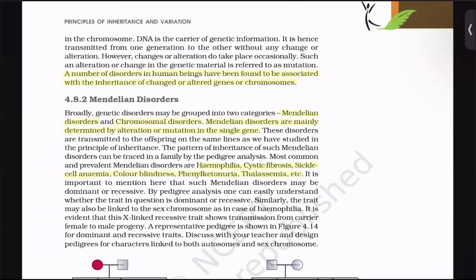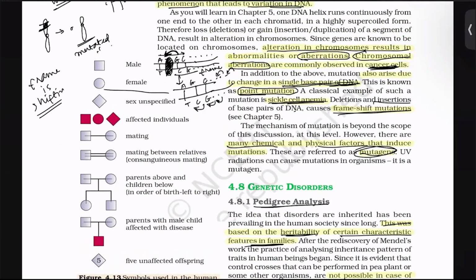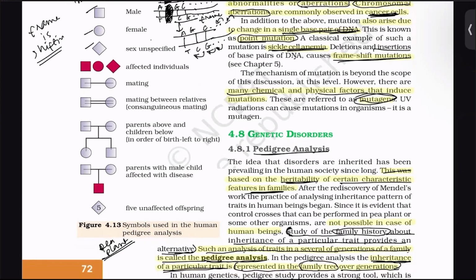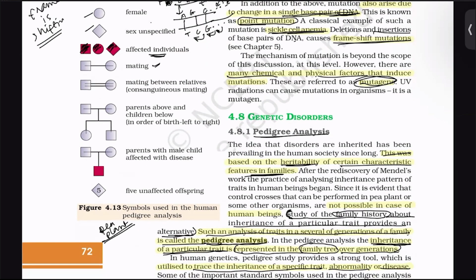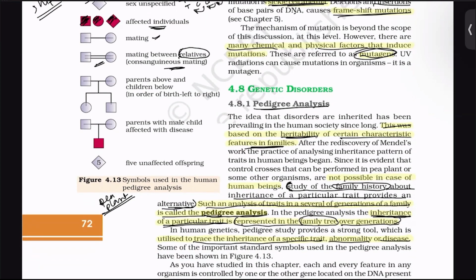These are some of the notations that we use in pedigree analysis. So a square box means male, round means female, and this diamond shape means sex unspecified. If it is filled with some color, then it means affected individuals, and this shows mating, and this shows consanguineous mating. It means mating between relatives, or most commonly cousins.